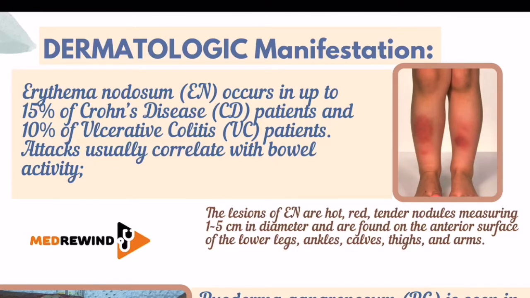So first one is erythema nodosum. So erythema nodosum occurs in up to 15% of Crohn's disease patients and 10% of ulcerative colitis patients. If you see the image, you can see the reddish color lesion over the lower legs. So the lesions of erythema nodosum are hot red tender nodules measuring up to 1 to 5 centimeter in diameter and are found on the anterior surface of lower legs, ankles, calves, thighs and arms.